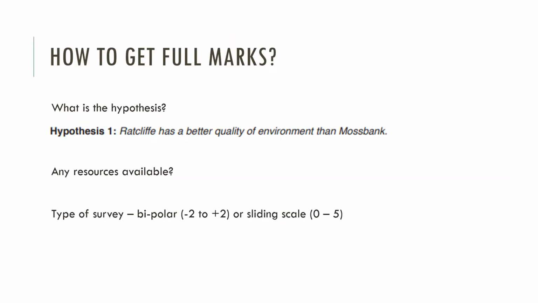So how to get full marks on this? Well, let's go back to the hypotheses and how that is going to influence what we write about. So Ratcliffe has a better quality environment than Mossbank. So my hypothesis asked me to compare 2 locations. So that's something I might have to consider with my methods. Remember, we've got a bipolar scale. So that's going from +3 to -3. And so that is 2 bits of information that we're going to include in our survey.